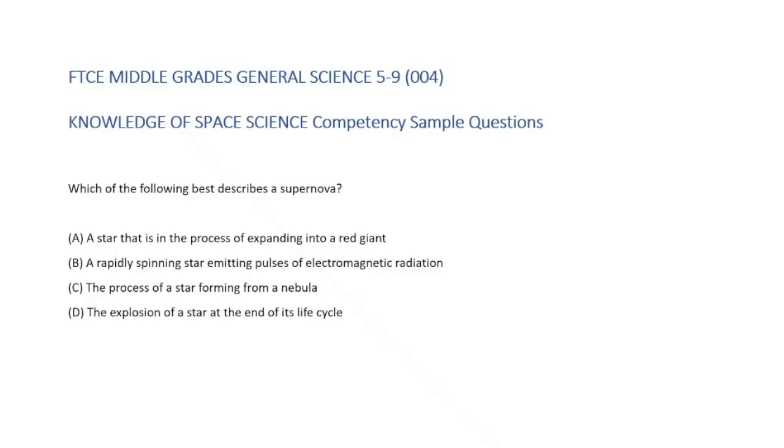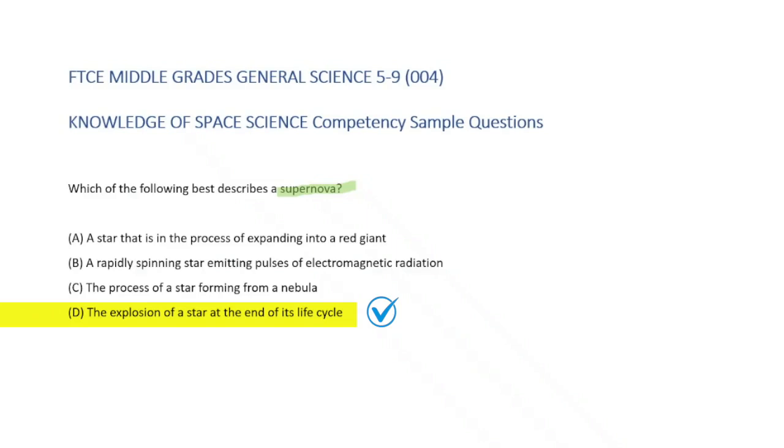Which of the following best describes a supernova? So the key word in this question is supernova. A, a star that is in the process of expanding into a red giant. B, a rapidly spinning star emitting pulses of electromagnetic radiation. C, the process of a star forming from a nebula. D, the explosion of a star at the end of its life cycle.